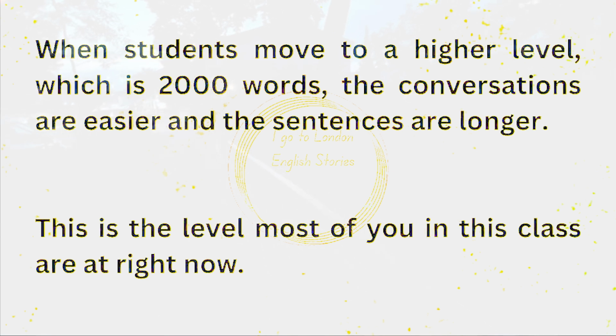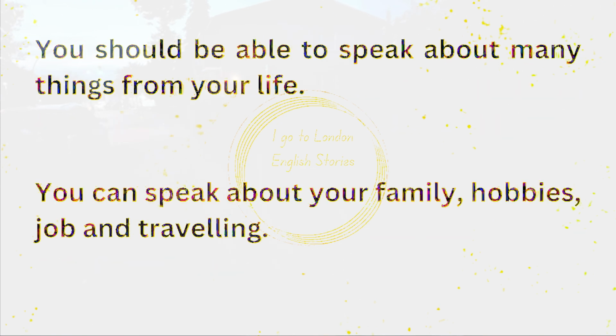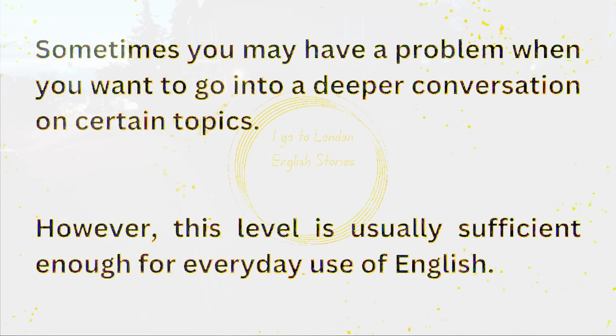When students move to a higher level, which is 2,000 words, the conversations are easier and the sentences are longer. This is the level most of you in this class are at right now. You should be able to speak about many things from your life. You can speak about your family, hobbies, job, and traveling. Sometimes you may have a problem when you want to go into a deeper conversation on certain topics. However, this level is usually sufficient enough for everyday use of English.